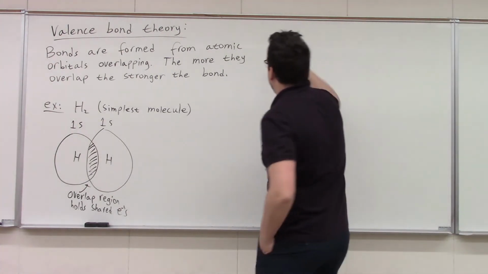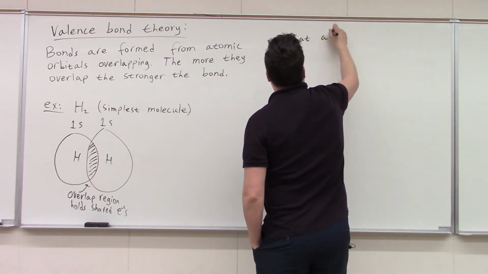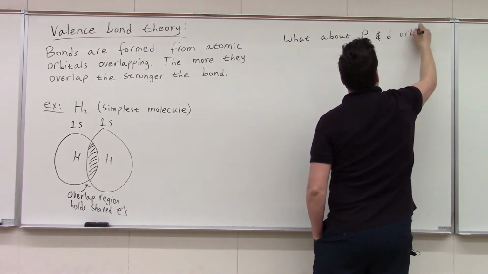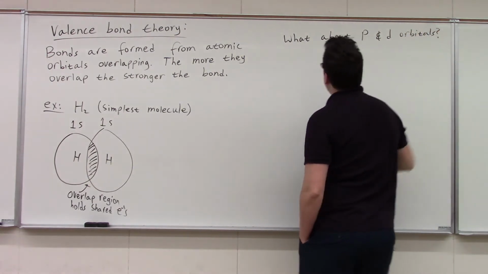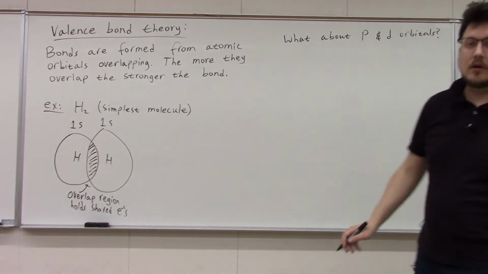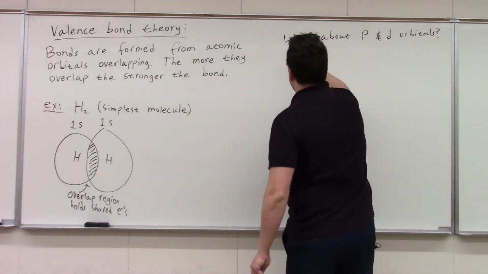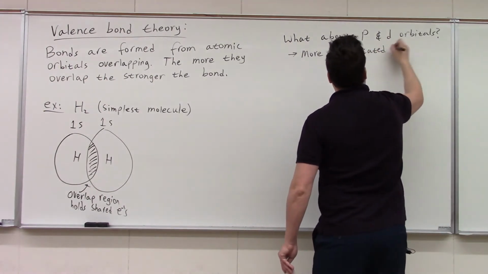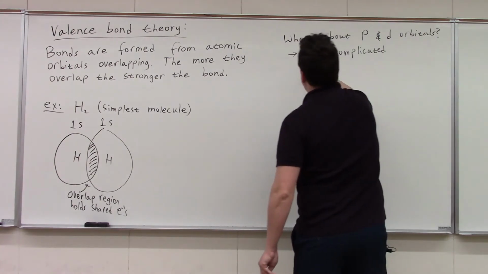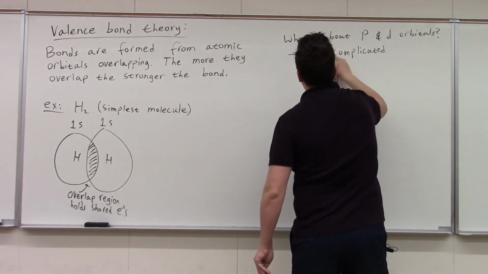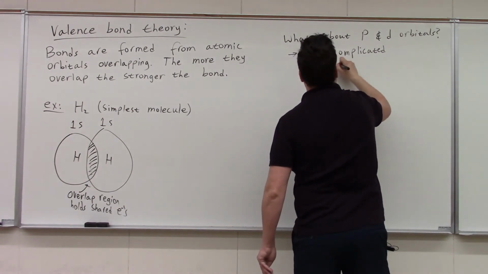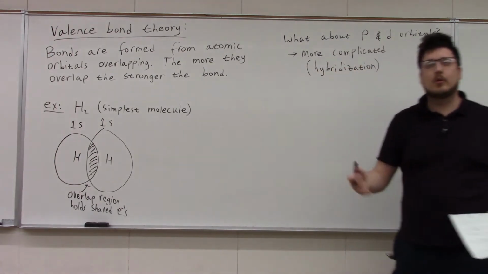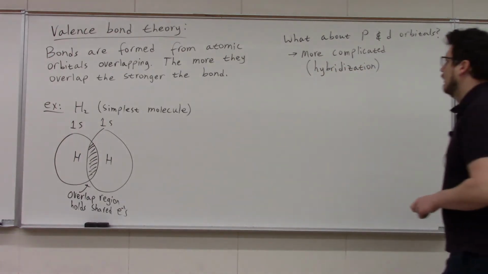So what about when we're using p and d orbitals? Well, that is going to be more complicated. And that's going to be what the next video is about, because this is called hybridization. So essentially what we're going to do is mix them up. We're going to kind of shuffle them together and make new orbitals out of them that we use in bonds. And we'll talk about the shape and everything.